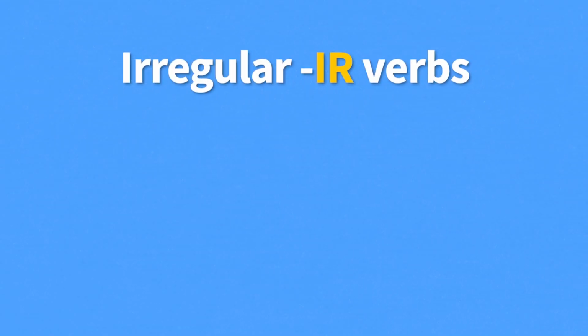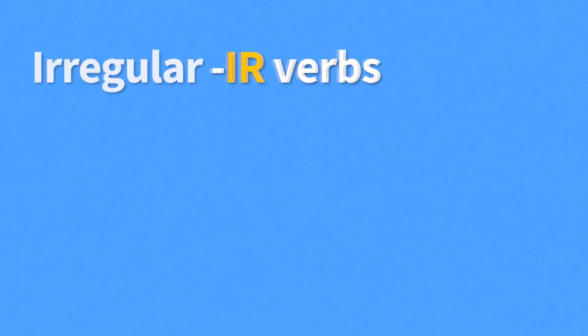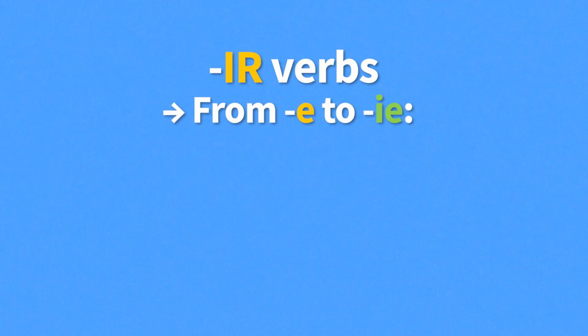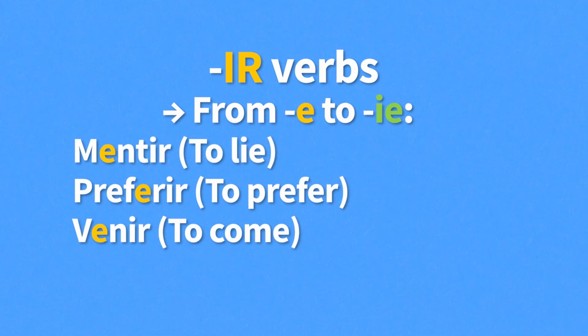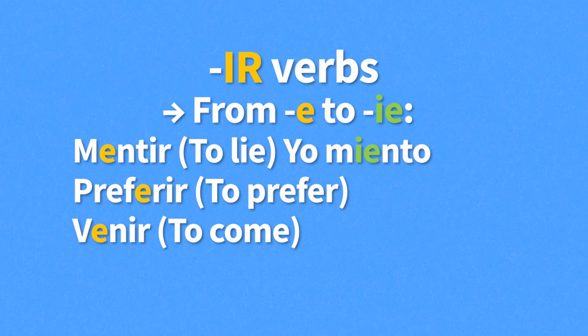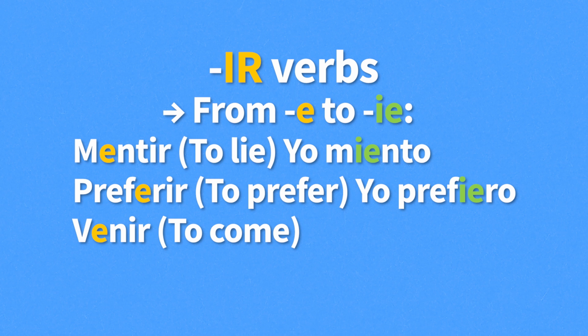But for now, let's move on to irregular verbs. In this case, we have 3 different stem changes, starting with the change from E to IE. This change includes verbs like mentir, to lie, which becomes yo miento, I lie. The verb preferir, to prefer, which changes to yo prefiero, I prefer.